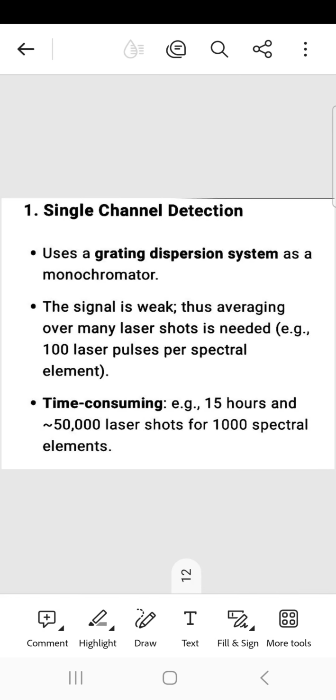Then the experimental techniques for hyper-Raman effects. We have already said that only giant pulse lasers can be used to observe the nonlinear susceptibility chi2. Then there are two methods for observing scattered radiation of such low intensity, that is single channel detection and multi-channel detection. Single channel detection uses a grating dispersion system as a monochromator. The signal is weak, thus averaging over many laser shots is needed, for example 100 laser pulses per spectral element. The time consumed is 50 hours or 50,000 laser shots for 1000 spectral elements.